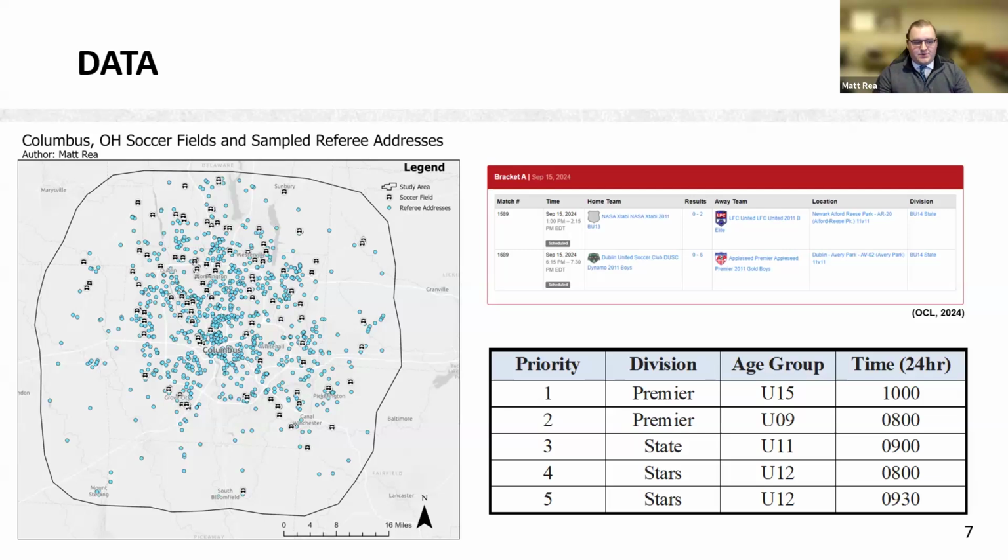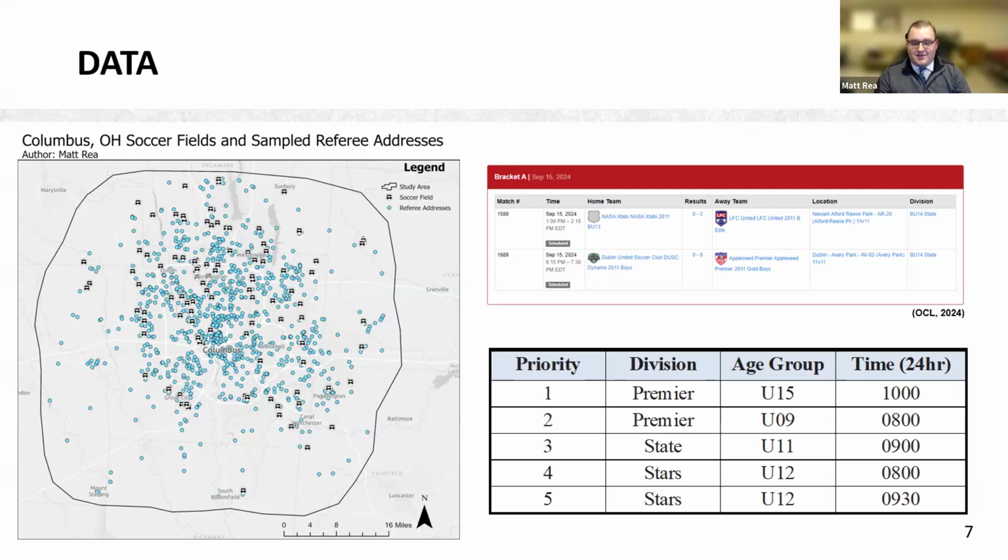So as I progressed with the project, I realized that at some point I'm going to have to determine which match I assign first. And so I developed a prioritization scheme that goes along a hierarchical nested prioritization using division, age group, and time, where the higher the division, the higher priority a match receives.